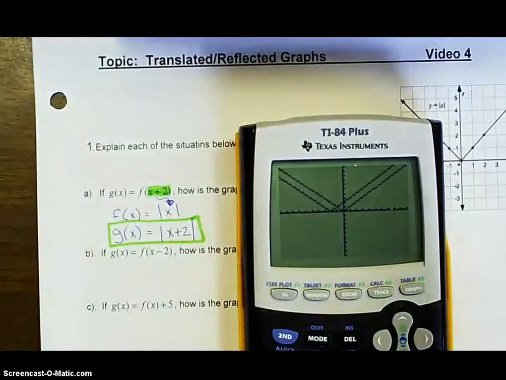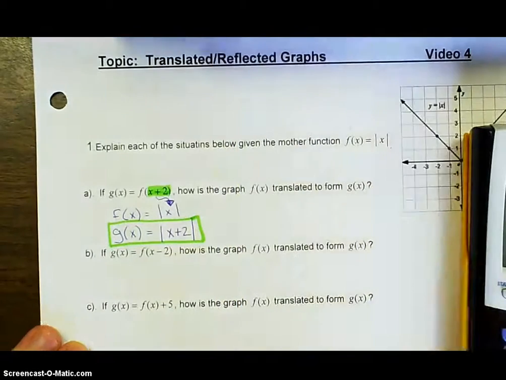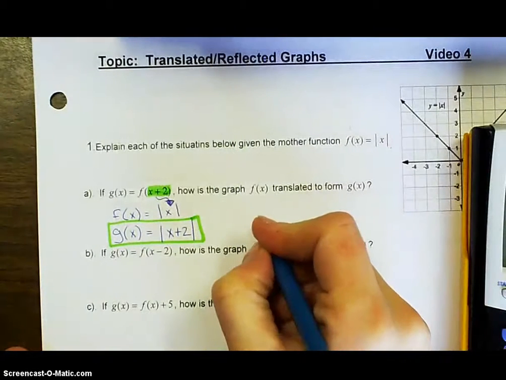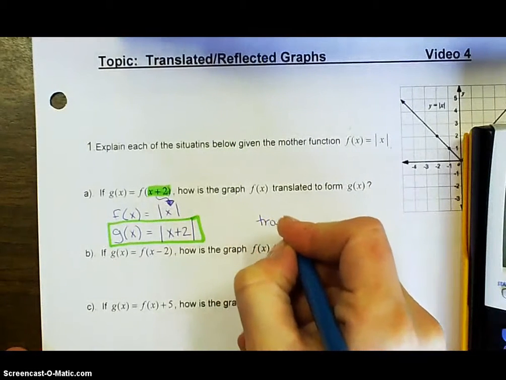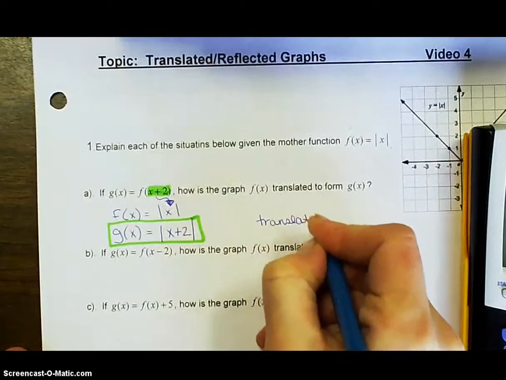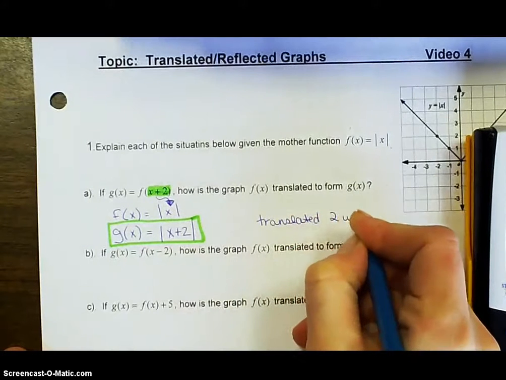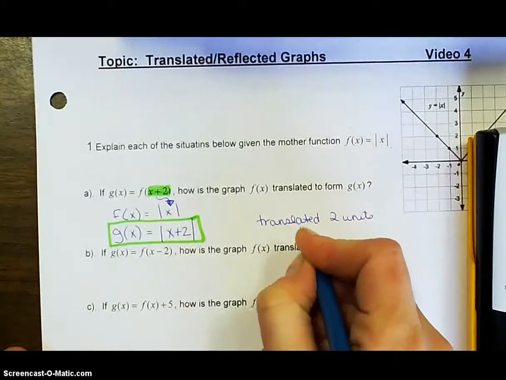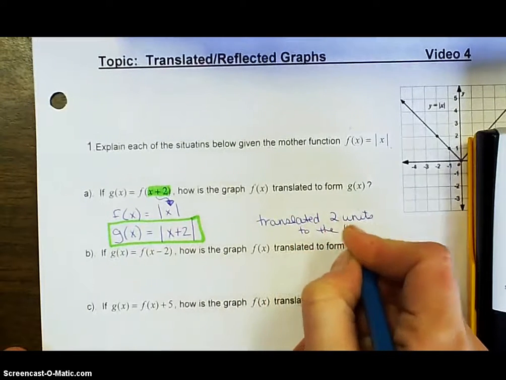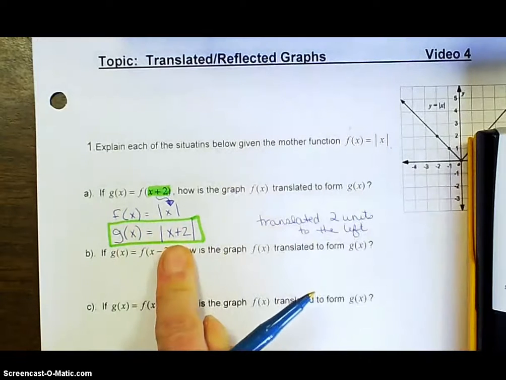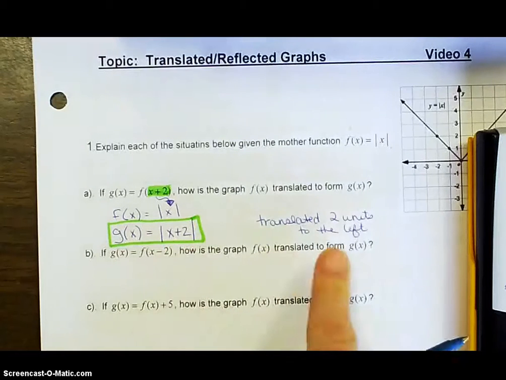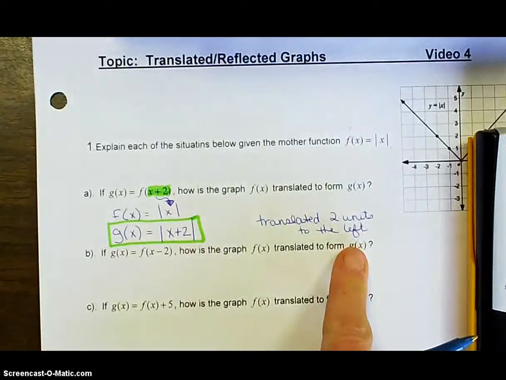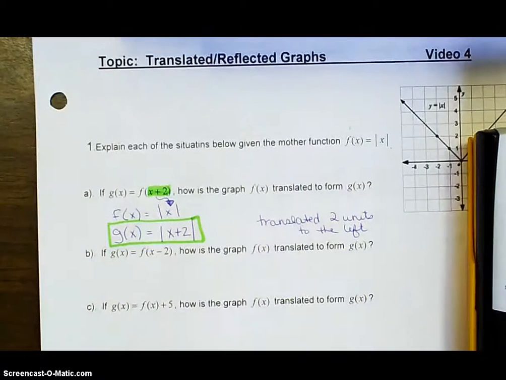So how did it change? Well, let's see. It translated 2 units to the left. So by adding 2 to the inside, we moved it 2 units to the left. Okay, so let's see what happens for our next one.